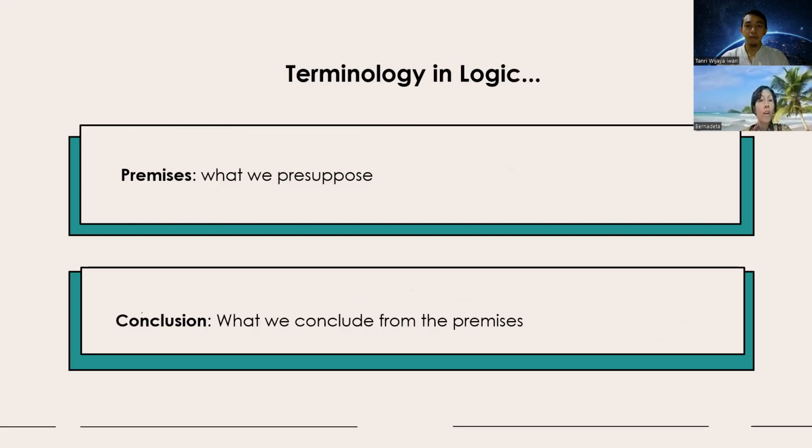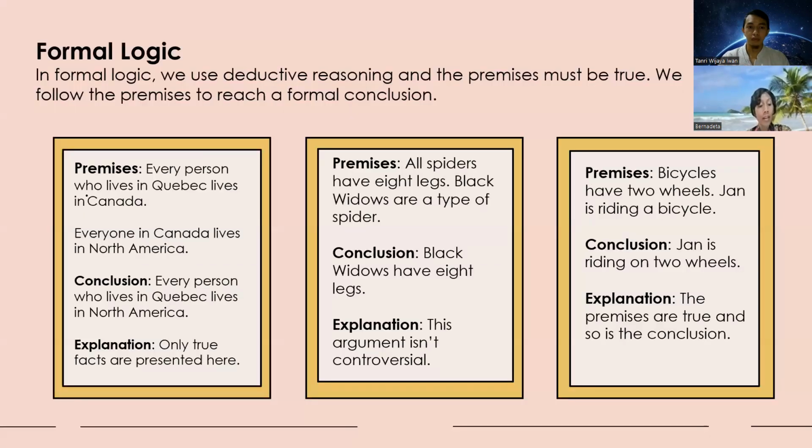Okay, Tanri, later on we are going to discuss more about logic, but we also need to know some terminology in logic. The first is premises. Premises are what we presuppose, and the conclusion is what we conclude from the premises. Okay, now let's take an example, Tanri, in formal logic. In formal logic, we use deductive reasoning, and the premises must be true. We follow the premises to reach a formal conclusion. So what are the examples of this?